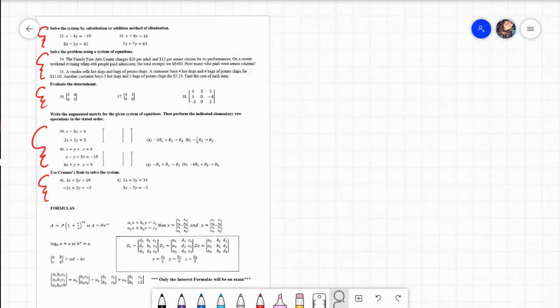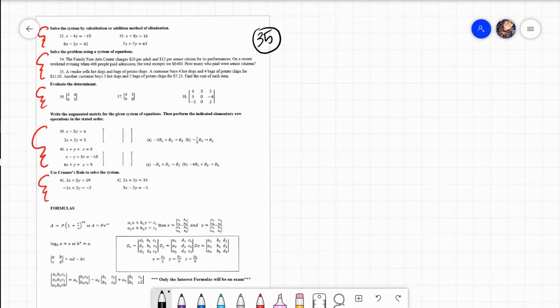Okay, so let's do problem 35. It says a vendor sells hot dogs and bags of potato chips. A customer buys 4 hot dogs and 4 bags of potato chips for $11. Another customer buys 3 hot dogs and 2 bags of potato chips for $7.25. Find the cost of each item.